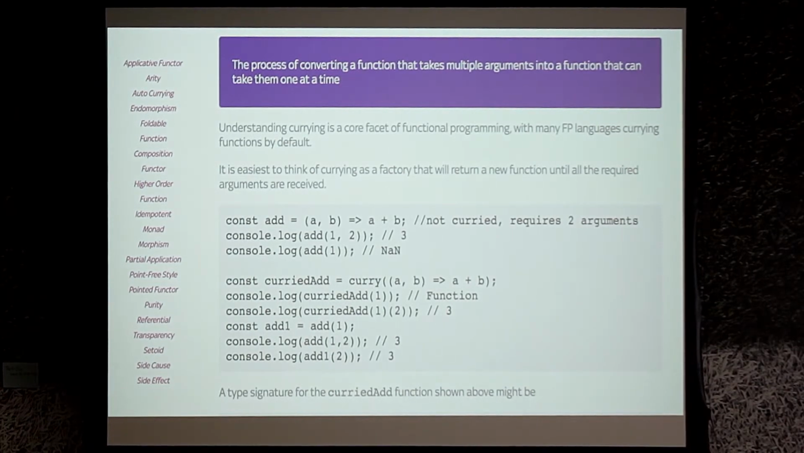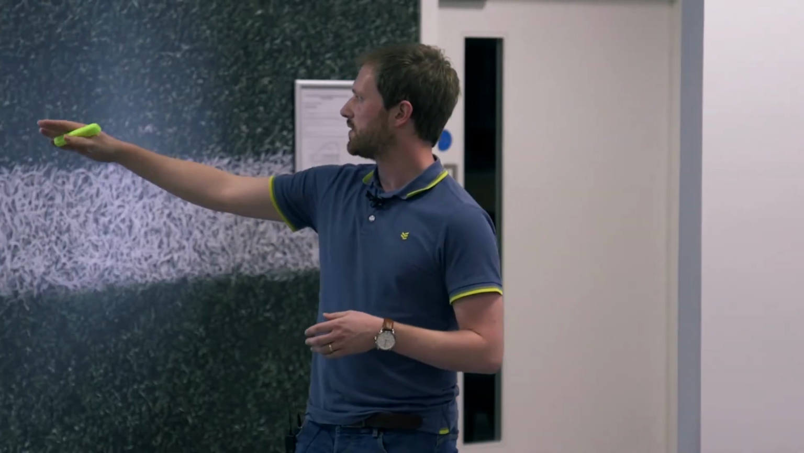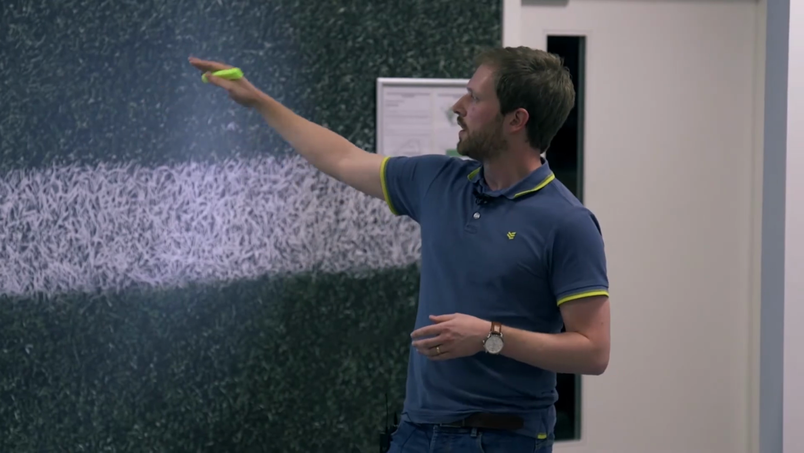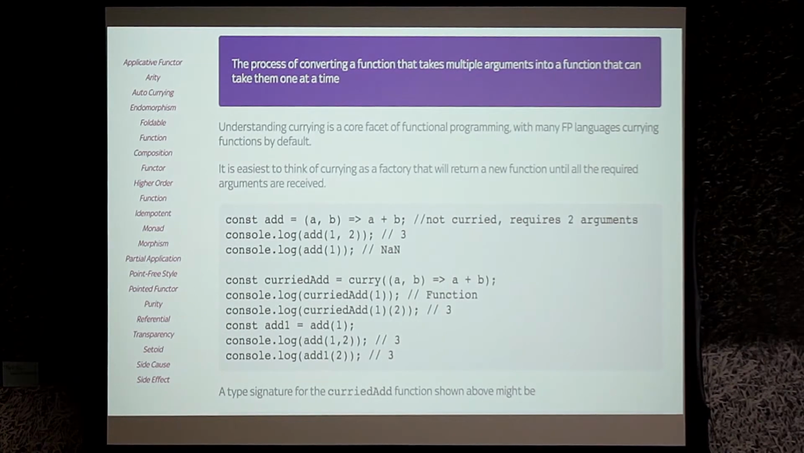The process of converting a function that takes multiple arguments into a function that can take any number of them, or one of them at a time, and return a function that will keep that process going until all of the arguments it requires are received, and then it returns a value. So in this instance, this highly contrived example of add, add can be curried to take one, and then you have an add one function that will require one more argument to be passed in, and then it will return a value. In this instance, it'll be 3.